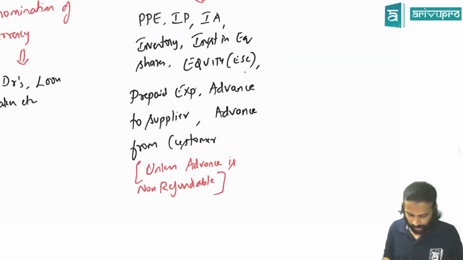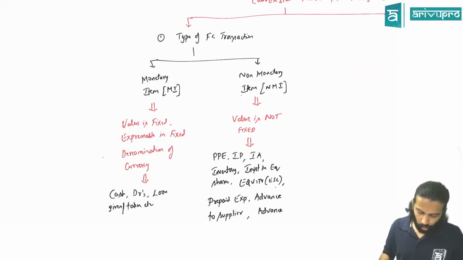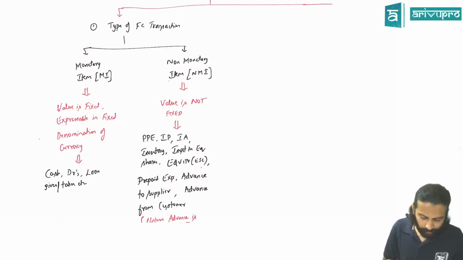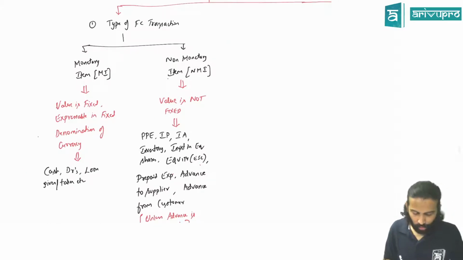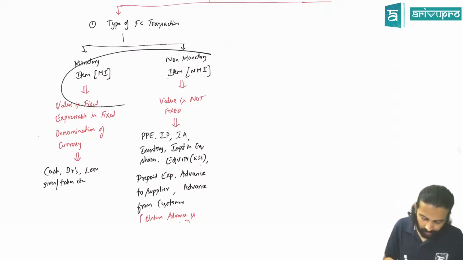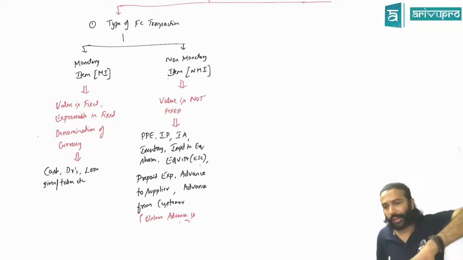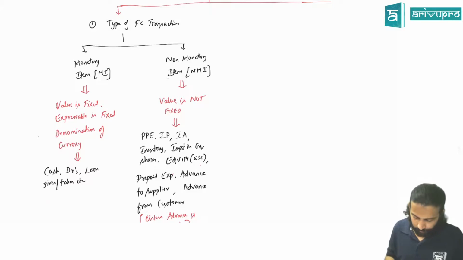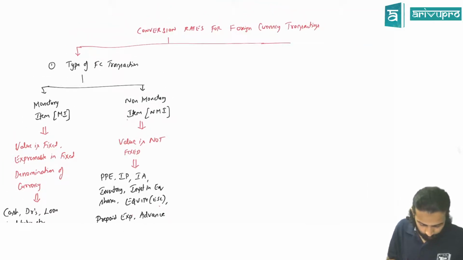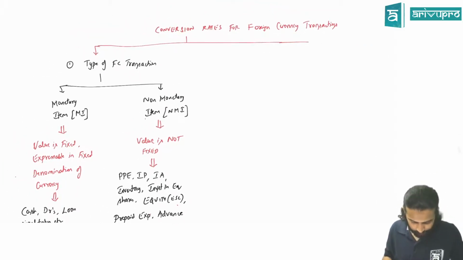So why am I writing monetary and non-monetary item? Because the exchange rate that you use depends on whether this component is a monetary or non-monetary item. If it is a monetary item, one exchange rate. If it is a non-monetary item, another exchange rate. Yes, no? So now coming back to the conversion.